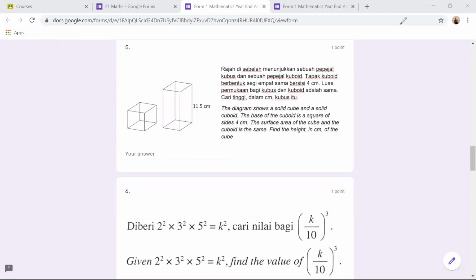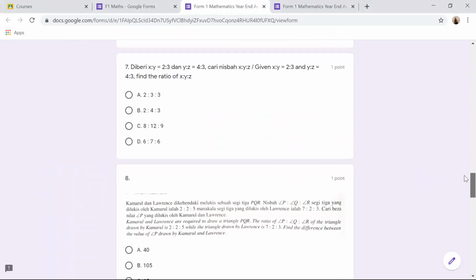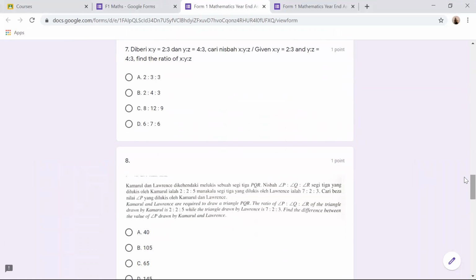Let's move on to the next one, number 7. I want to see how many of you get number 7 wrong. Number 7 shouldn't be wrong, okay? Because this is a very straightforward ratio question. Now we are given x to y equivalent to 2 to 3. Always write up and down. And then the next one is y to z. So y to z you write in the next line because it has its own ratio. 4 is to 3.